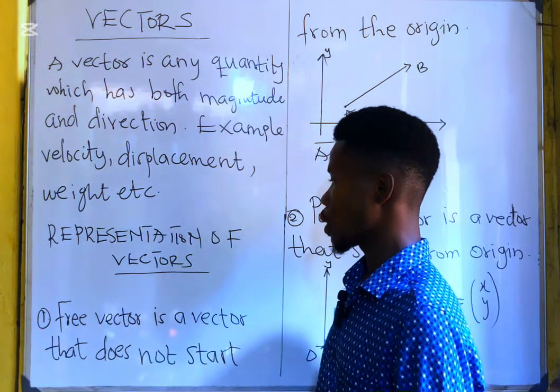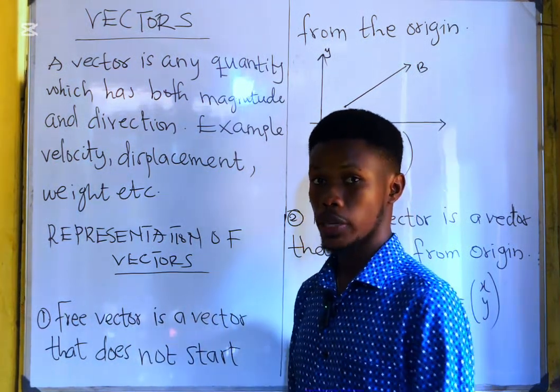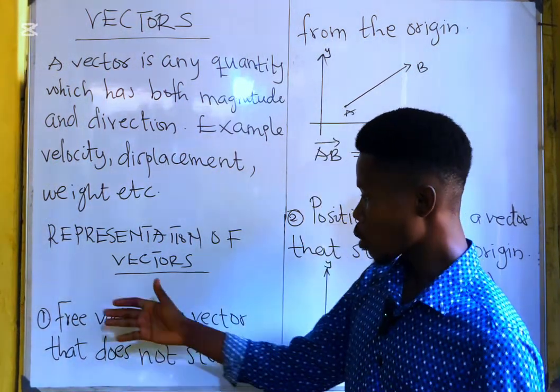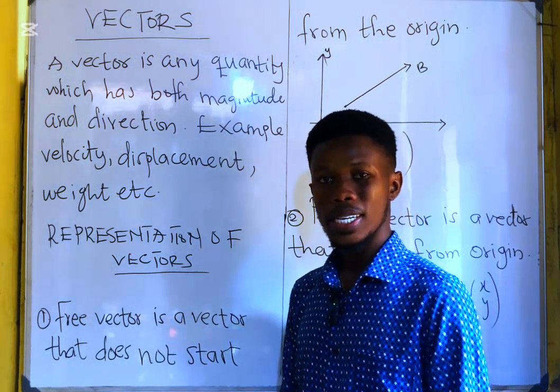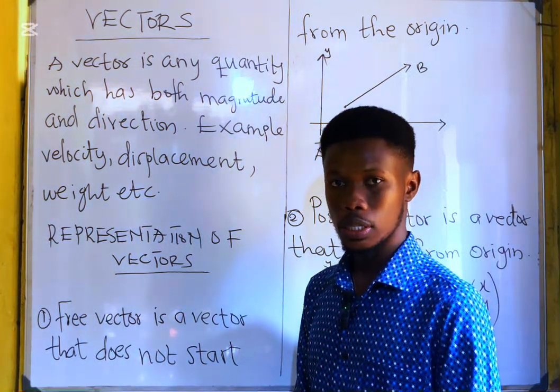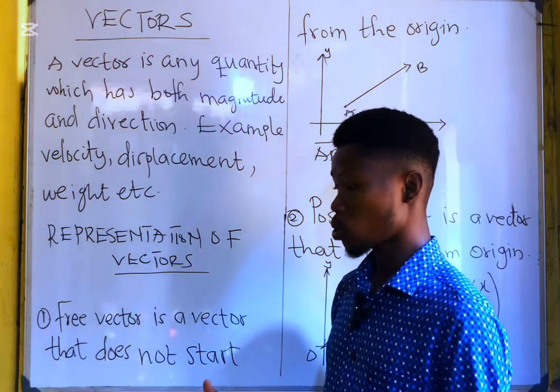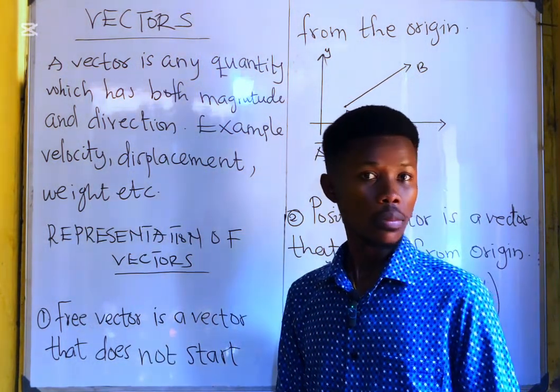Now let's look at the representation of vectors. How do you represent vectors? Okay, now one, free vector. We are saying that a free vector is a vector that does not start from the origin. Okay, it's a vector that does not what? Start from origin.